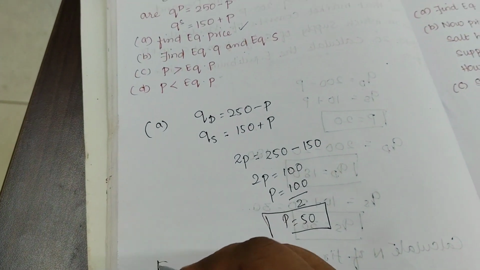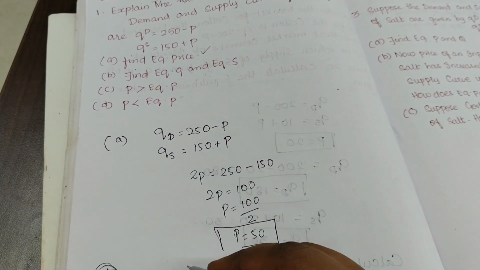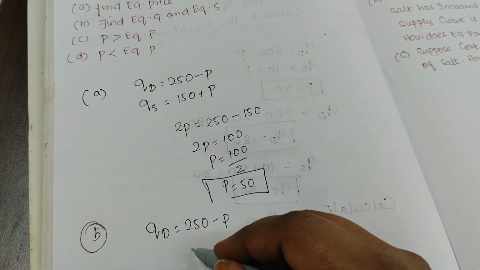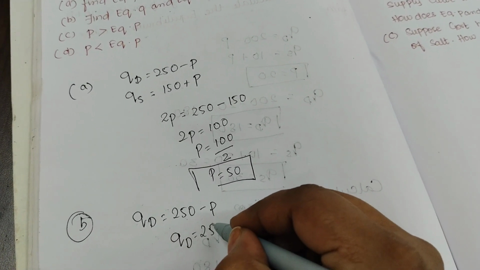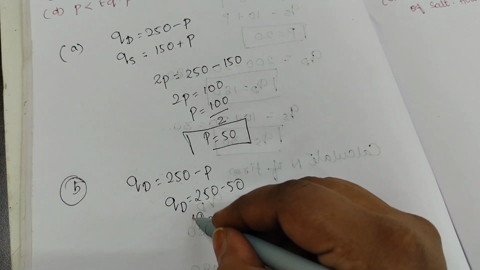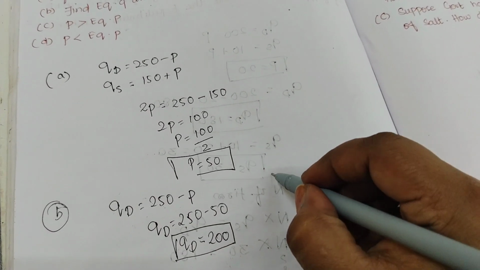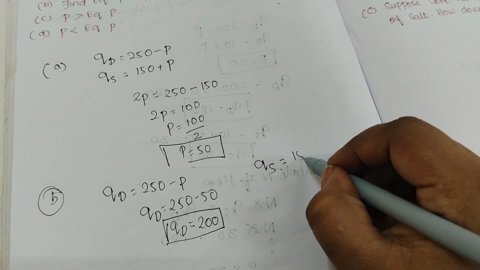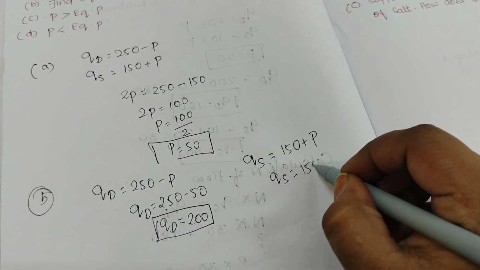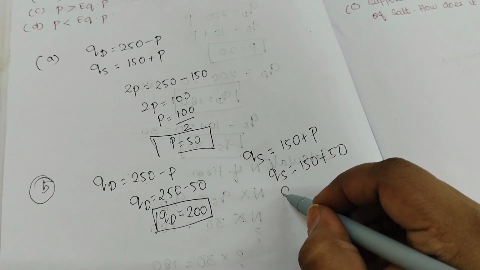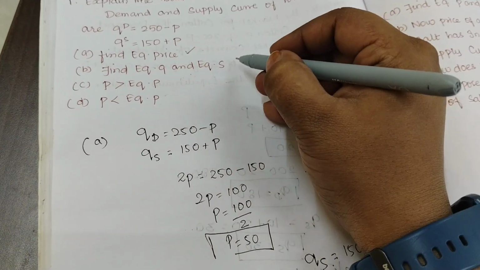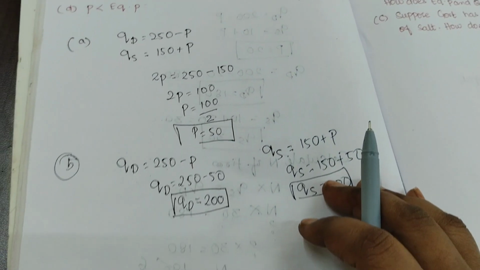Now part B: find the equilibrium quantity and equilibrium supply. QD = 250 - P, so QD = 250 - 50, QD = 200. So the QD we have calculated. QS = 150 + P, QS = 150 + 50, QS = 200. So we have calculated the equilibrium quantity and equilibrium supply.